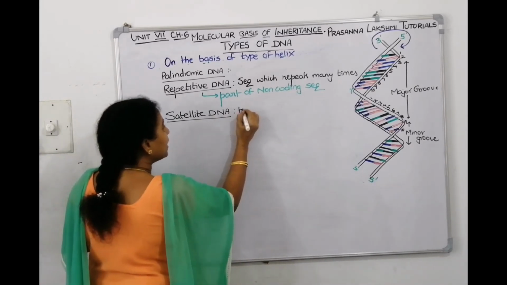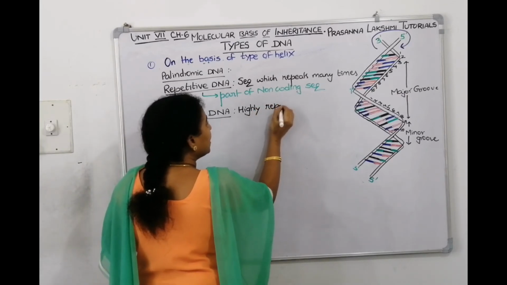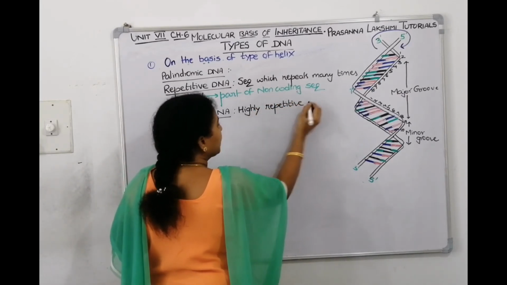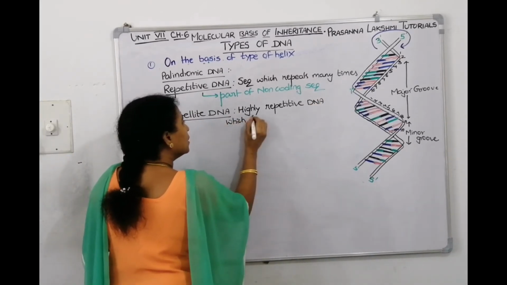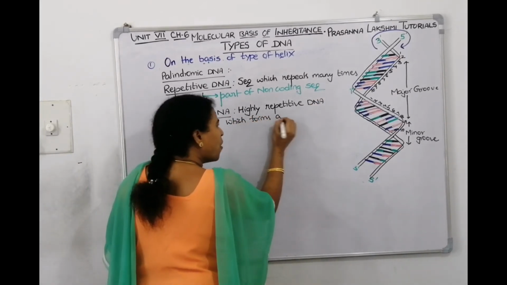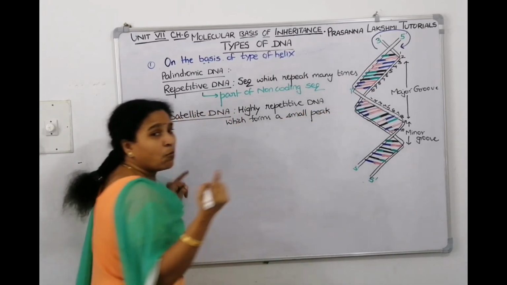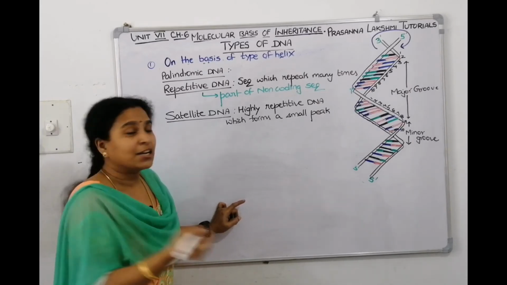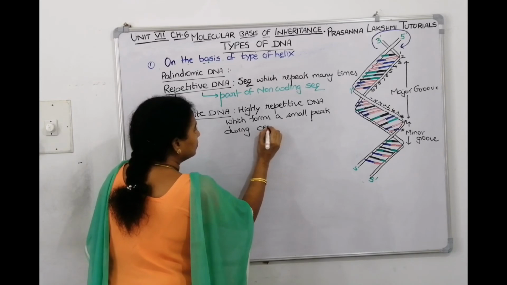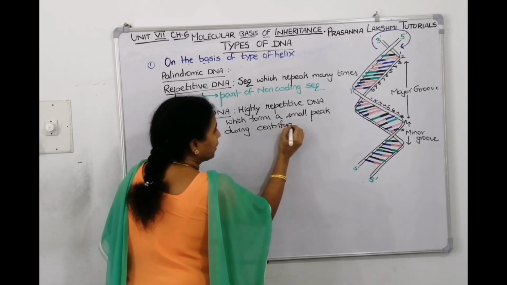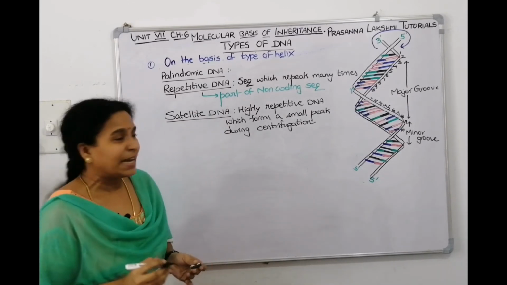So what is satellite DNA? It is highly repetitive DNA, meaning it has repetitive sequences only, which forms a small peak-like structure, like a satellite. When will it make a small peak? During centrifugation. Centrifugation is a separation technique. If it makes a small peak during centrifugation, then it is called satellite DNA.